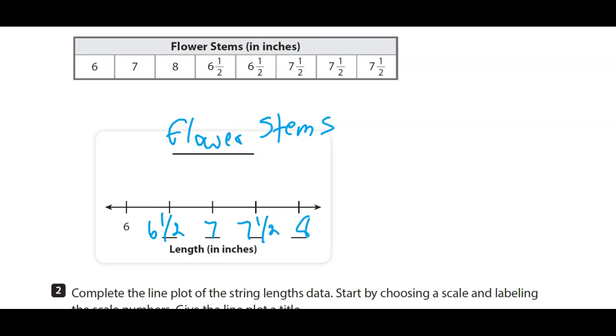Depending on how many of each one we have, right? Okay, so how many 6s do we have? Just the whole number, 6. 1. So only one flower stem was 6 inches. How many 6.5s? 2. How many 7s? Okay. How many 7.5s? Yeah, 1, 2, 3. And then how many 8s? 1. And that's it. That's all it said, right? Nothing else. It didn't ask you any questions or anything like that.